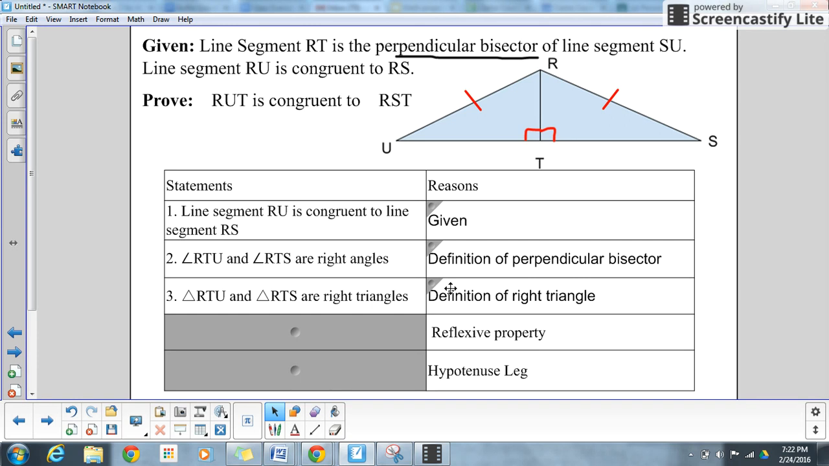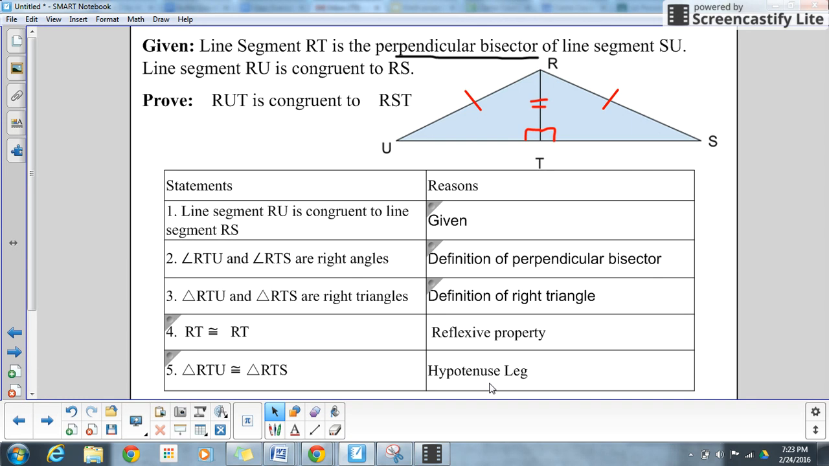Now this next one, we're given the reason. The reflexive property says that a segment is congruent to itself, or an angle is congruent to itself. Since we're looking at triangles RTU and RTS, we notice that they share this segment right here. So RT is congruent to itself. Again, I'm going to mark this on my diagram and then add that to my statements. The last thing is now we have that RU is congruent to RS, that's the hypotenuse, and RT is congruent to itself, that's a leg. So now we have enough to say triangle RTU is congruent to RTS by hypotenuse leg.